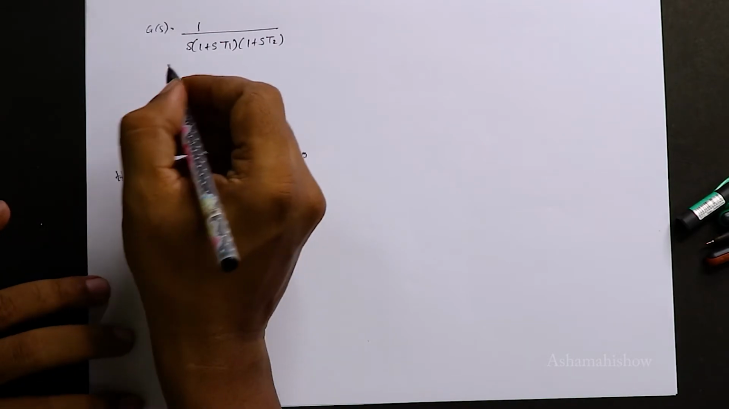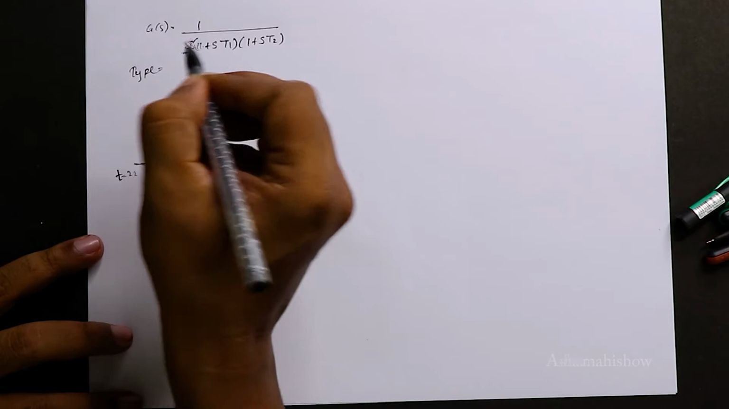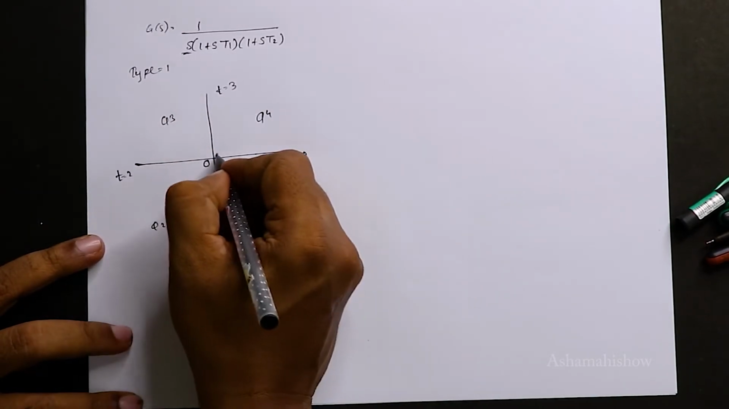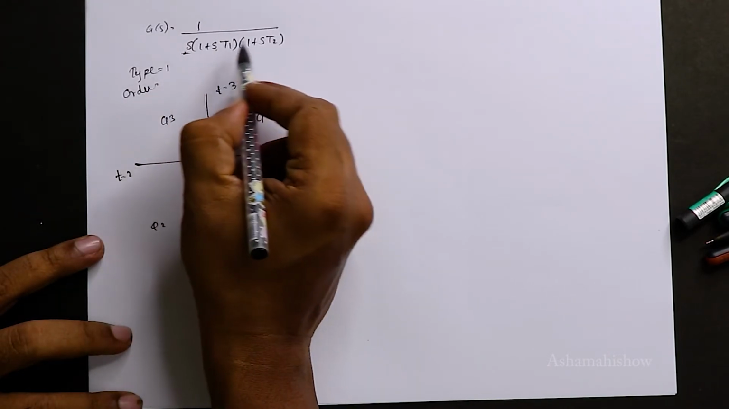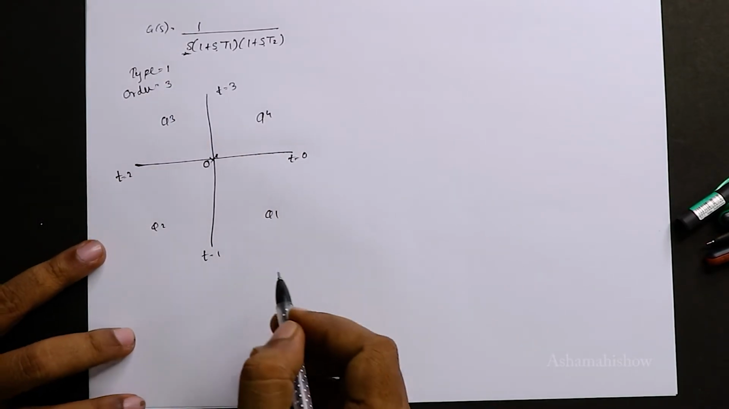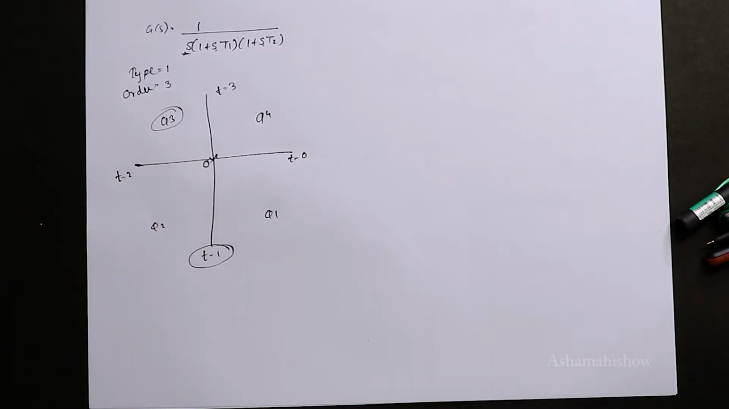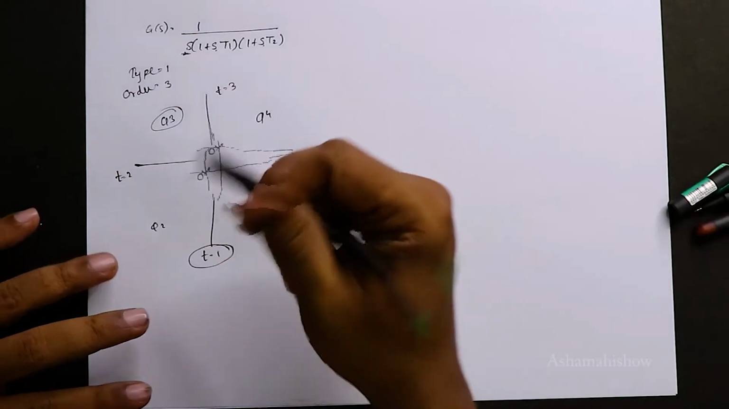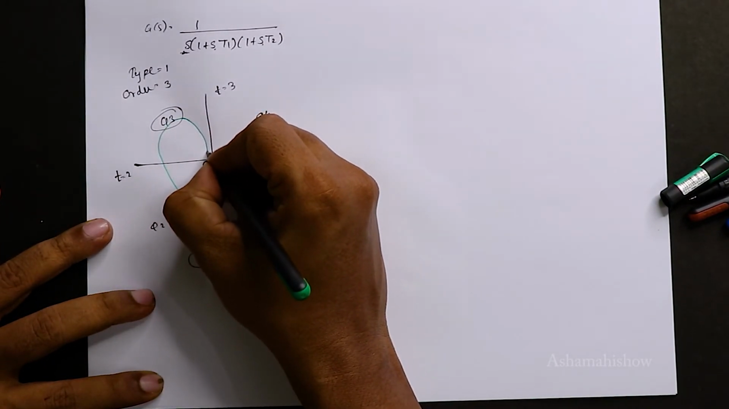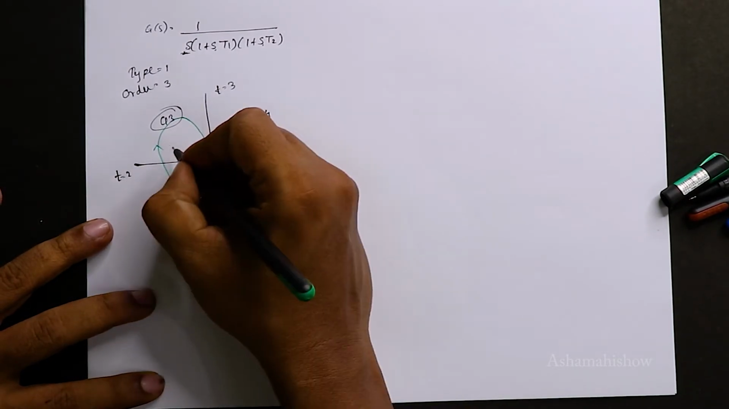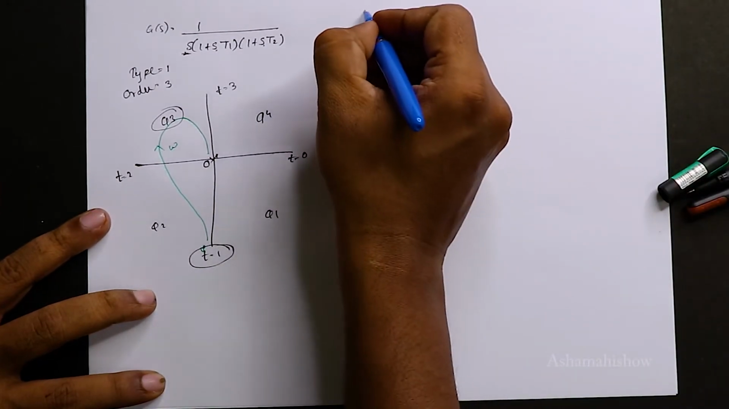Now, what is the type? There is one s, so there is obviously one pole at the origin, so it is type 1. And what is the order here? s into s into s is s cubed, so order is 3. So your type 1 is here, your order is 3. So your graph will be traveling like this from infinity, right? It travels like this and comes to 0 at quadrant 3. Your omega. Okay, so these are the several things here.